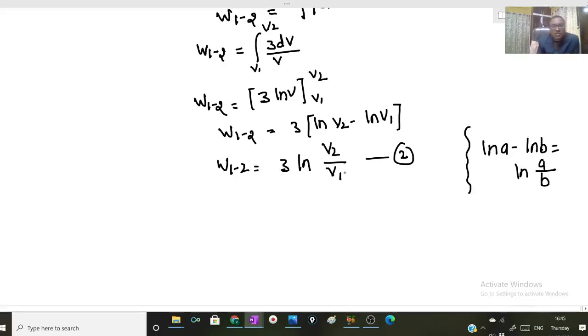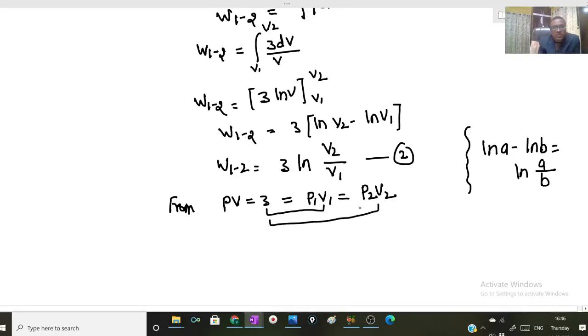Now here V2 and V1 are unknown to me. So I can calculate them from PV is equal to 3, and for process 1 to 2 I can also write this governing equation as P1 V1 is equal to P2 V2. So if I consider this governing equation individually, I can get the value of V1 and V2.